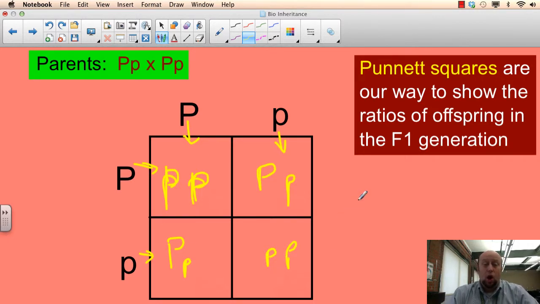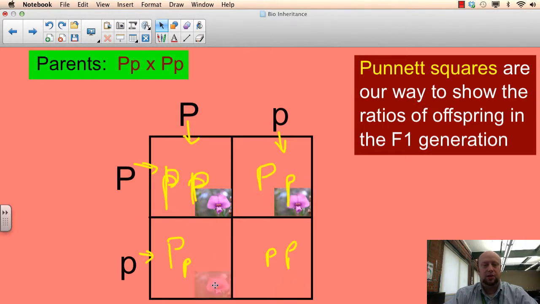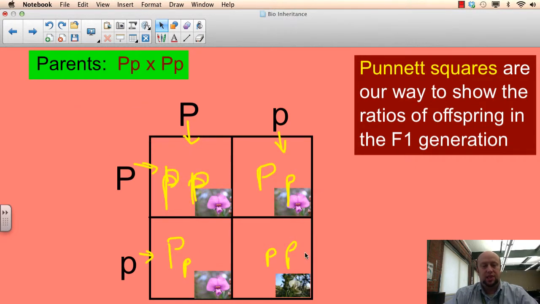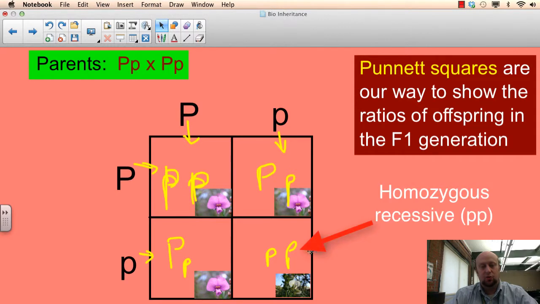Now, what does that mean? Well, what that means is that now I've got a homozygous dominant, definitely purple, right? So homozygous dominant, definitely purple. And then I've got two hybrids, and we know that the hybrids are purple because purple is dominant, so those show up. And then we've got a homozygous recessive, where they're both lowercase, and that gives us a white pea plant.